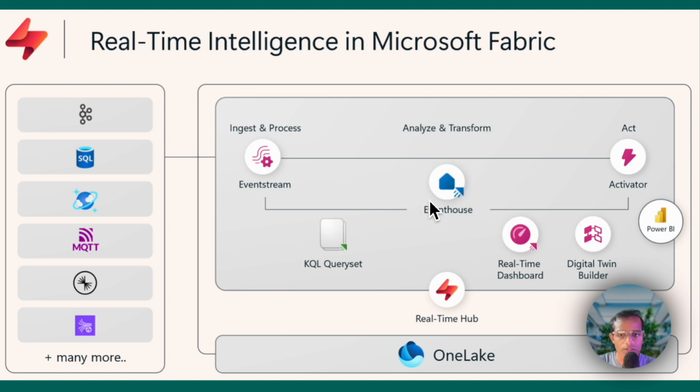Let's say you have some sensor data coming in and you want to keep a threshold for that data. If the value of that sensor crosses that threshold, you want to send an alert, let's say. So those kind of actions are possible by the use of Activator in Fabric.